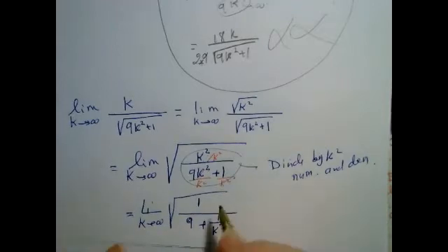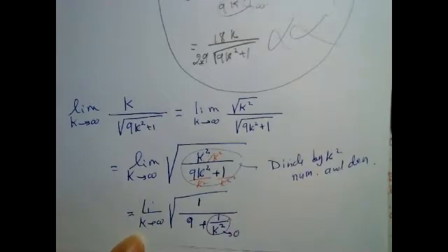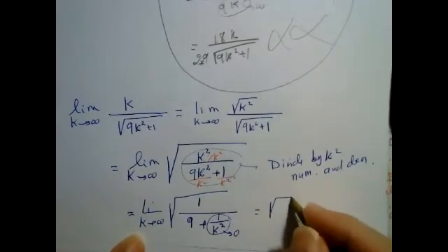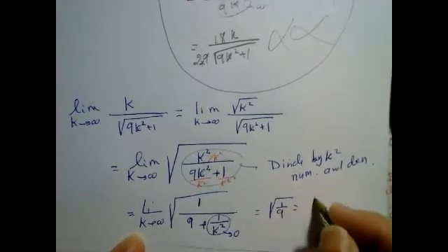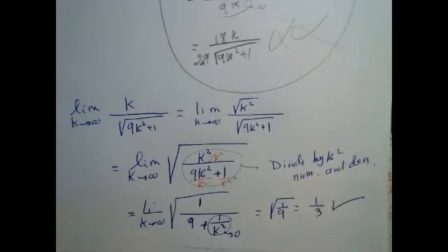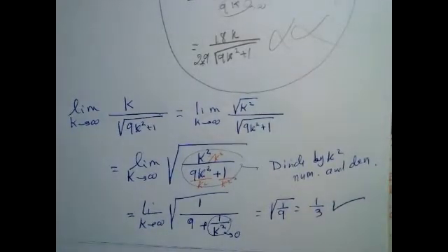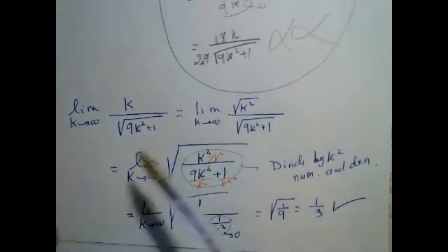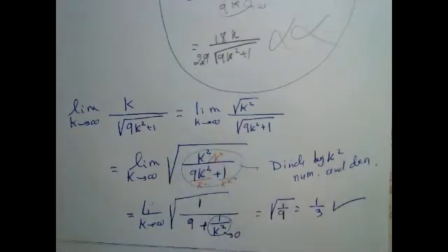And now we're done. When K becomes very large, 1 over K squared will go to 0. And then I will have the square root of 1 over 9, which is a third. Okay, so that's really the type of the limit we're going to do. L'Hopital's rule got me nowhere, which was our first attempt. So we have to manipulate in a different format.